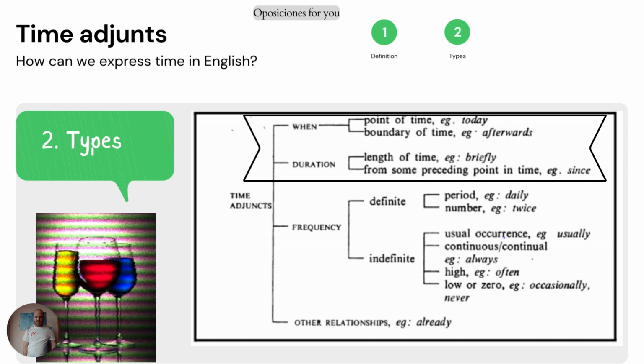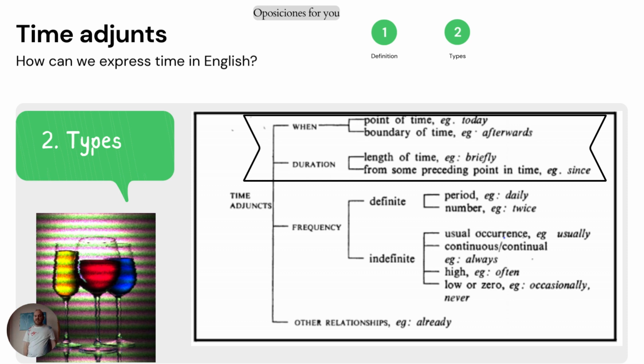Time duration adjuncts are used to convey information about the duration of an event or action. They can be divided into two subgroups, length of time and duration from some preceding point of time. Length of time, such as I will be in California for the summer and there was no trouble while we were there. Time duration adjuncts in this first group can serve as a response to a question that could be how long or for how long.